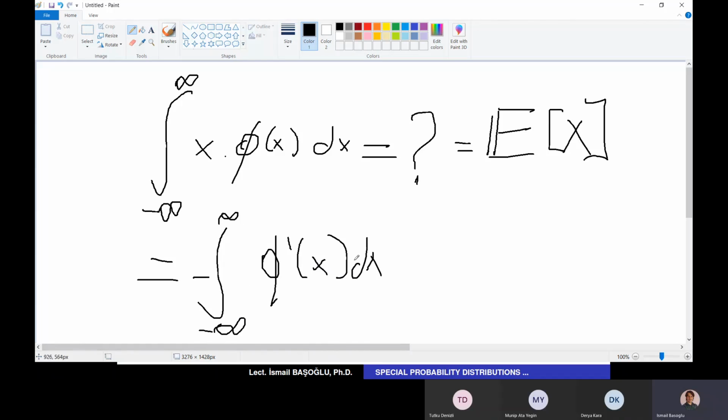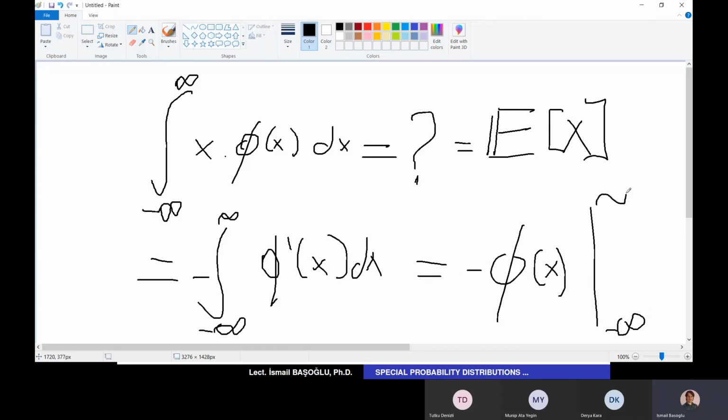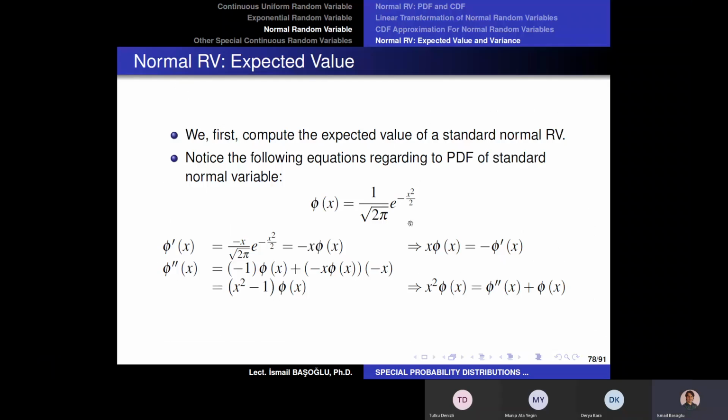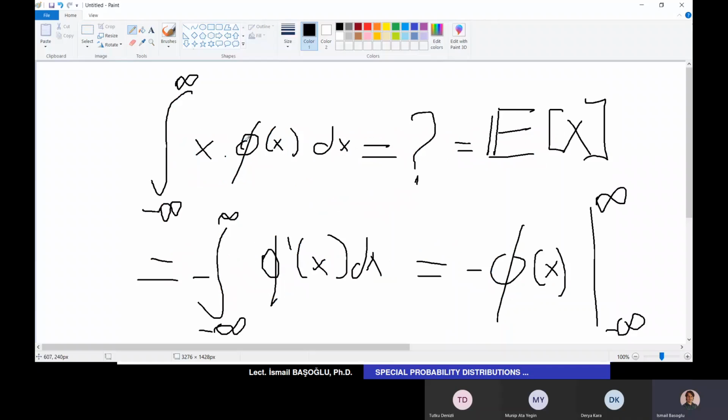Now I think this is much easier to solve, because we are going to integrate the derivative of a function, which is exactly going to be equal to phi of x. Minus phi of x, obviously, evaluated at minus infinity and plus infinity. So if x times phi of x is equal to minus the derivative of phi of x, then the above integral is going to be the same as this integral, and the integral of a derivative is the function itself. So this is the easiest way of explaining the solution of this expected value integral.